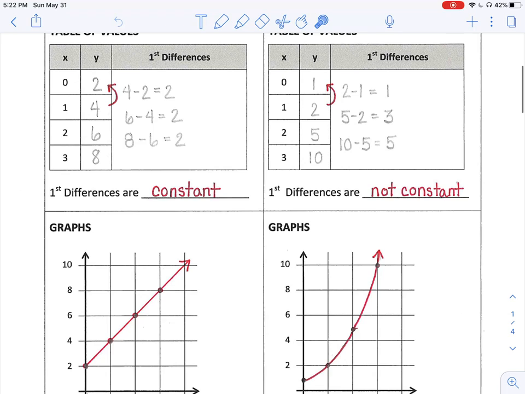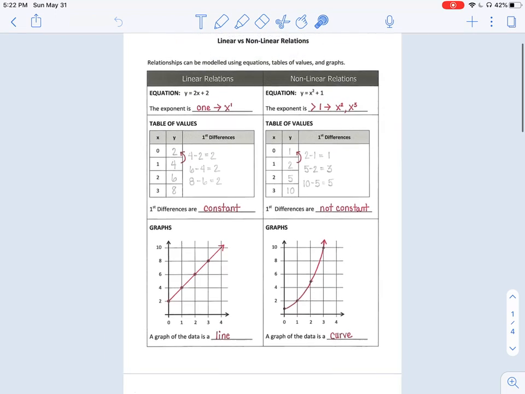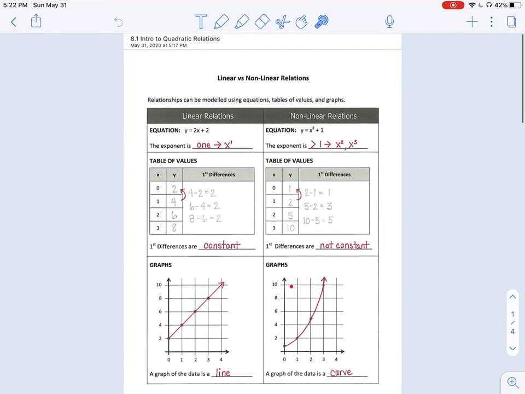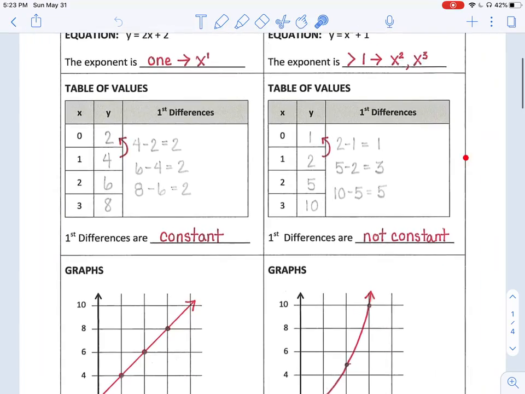If I was to graph these, we know that a linear graph would look like a straight line. If we were to graph x is 0, y is 1, x is 1, y is 2, it would look like a bit of a curve here. I'm just going to zoom out real quick, and we can see the difference here. All of our linear relations on the left-hand side, all the things that we already know, have constant first differences, and the nonlinear relations, their first differences are not constant, which means the graph looks a little bit different.